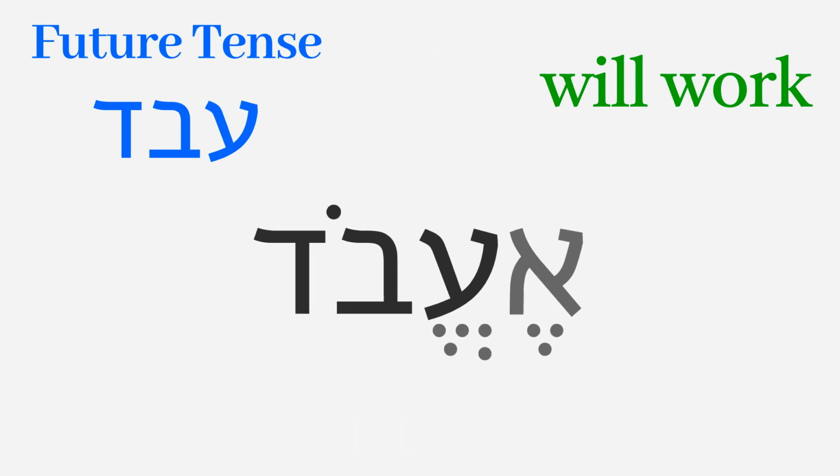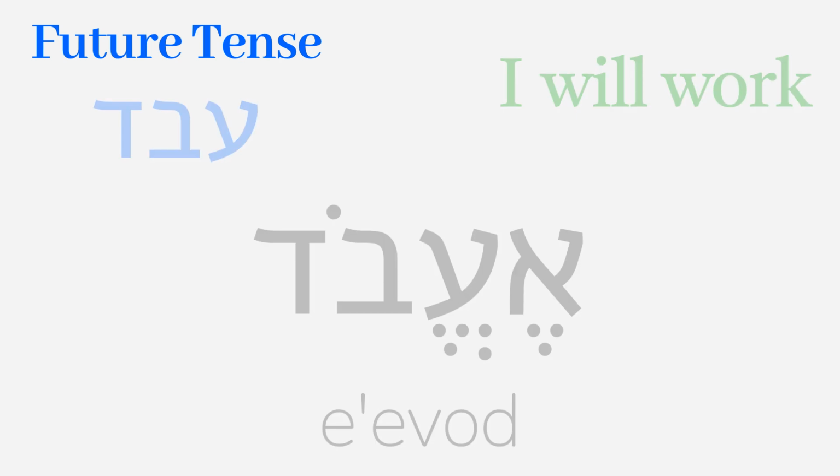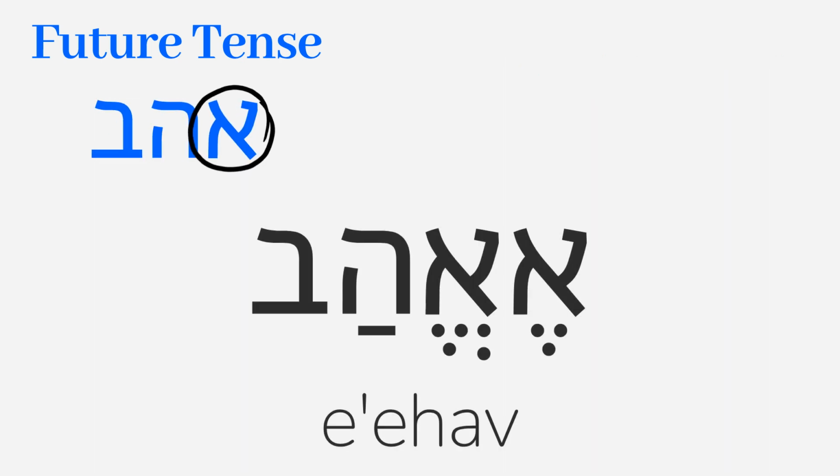But when we add an aleph prefix to these kinds of roots, these vowels will not be a patach and patach shva, but a segol and segol shva. So I will work is e'evod, with its first two vowels as a segol and segol shva. Roots beginning with aleph often have these types of vowels in the future tense.